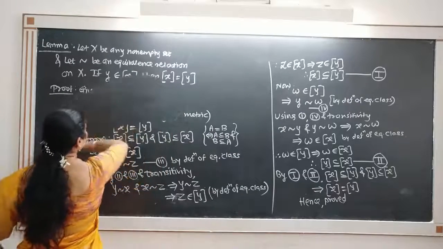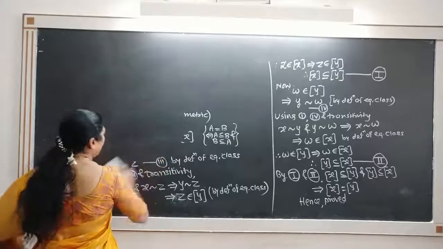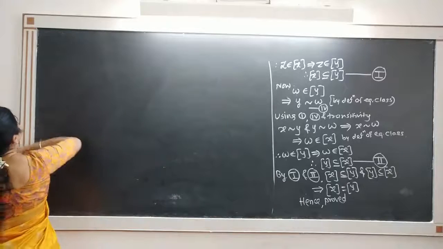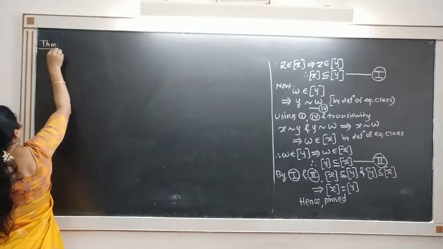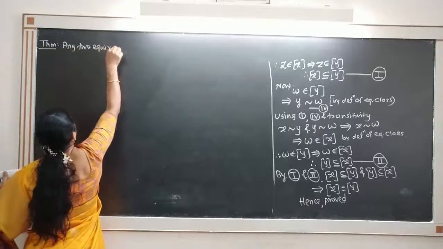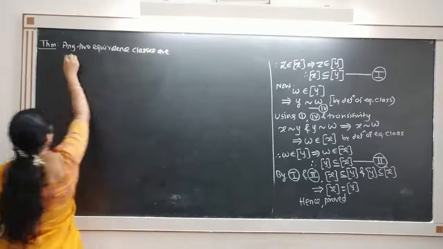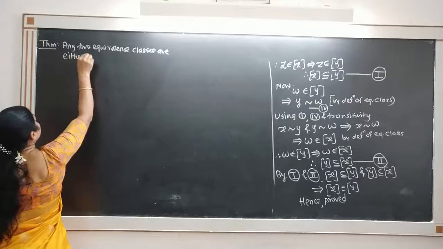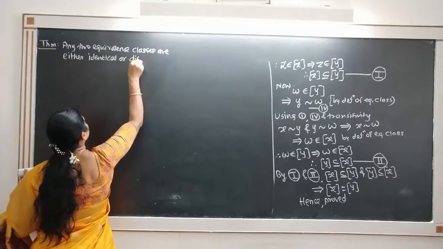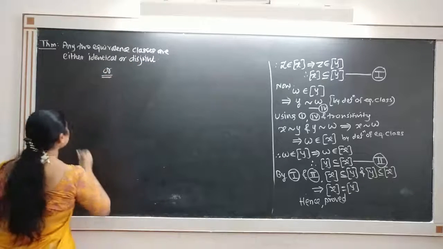Now once you know that, we are going to see one of the most important theorems, which states that any 2 equivalence classes are either identical or disjoint.